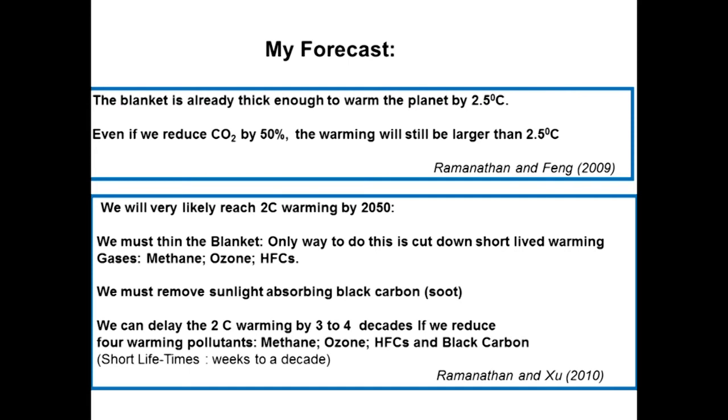So if we cut down soot emission today, we can. Diesel is a major source in Europe and North America, and there are filters available to cut it by 99%. So this will go away overnight. Same thing with ozone within months, methane within 10 years. So we have a chance to cut down that 40%, delay the onset of the 2 degree warming, and give the world some time to adapt to the climate change, because we must prepare ourselves to adapt.